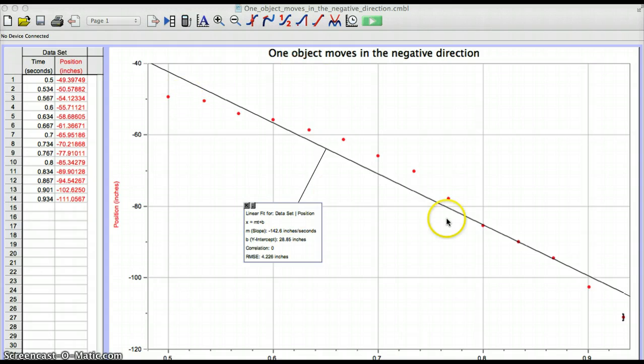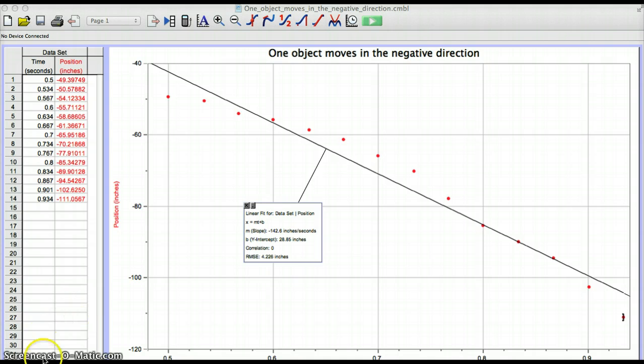So this graph is represented by the mathematical formula y equals mx plus b, or x equals mt plus b for our purposes, where x is the position and t equals time. So the formula is position equals slope times time plus the y-intercept. Position is represented by the y-axis, time is represented by the x-axis, and the slope for this is negative 142.6 inches per second. This means that the object is traveling in the negative direction, and for every second it moves, it goes 142.6 inches.